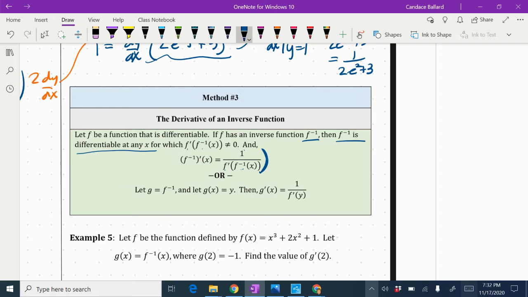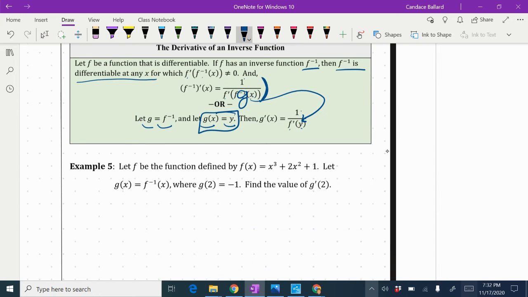So we could change this and make it a little bit simpler for us to read. If we let g be the inverse function, so basically we're substituting g in for that, then if we let g equal y, we could take the y and plug it in. So it's really like 1 over f prime of y. They probably are going to give us this value somewhere. So let's try a problem.